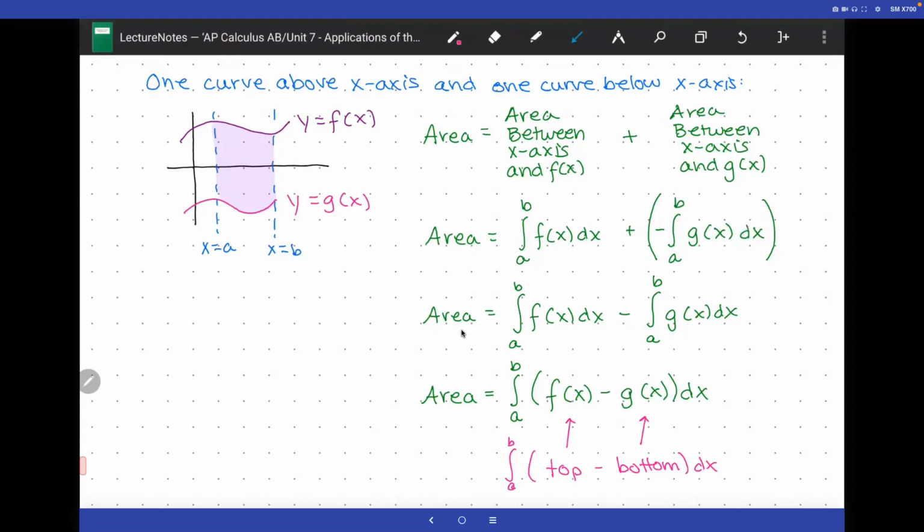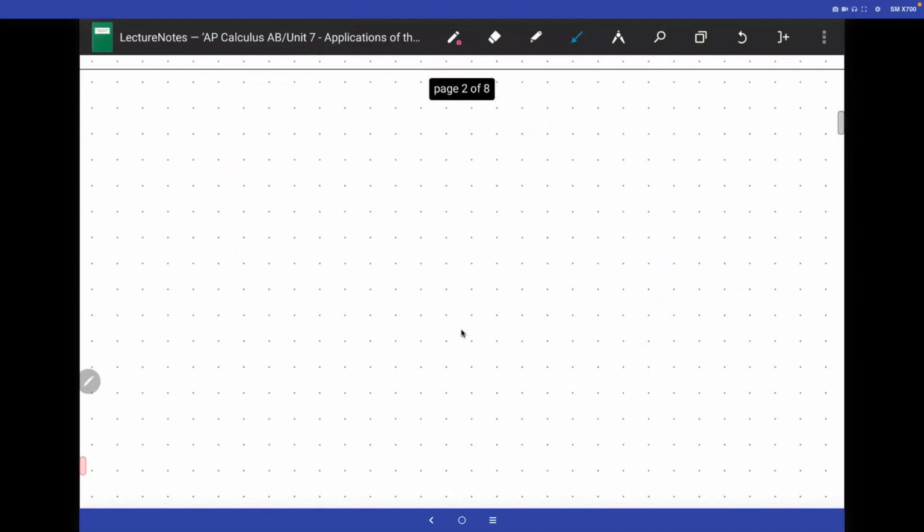It's weird. It's going to get weirder when both curves are below. So we definitely want to make sure you guys are okay with that. Any questions about that? All right. Then let's see what happens when both of them are below the x-axis. So both curves below the x-axis.